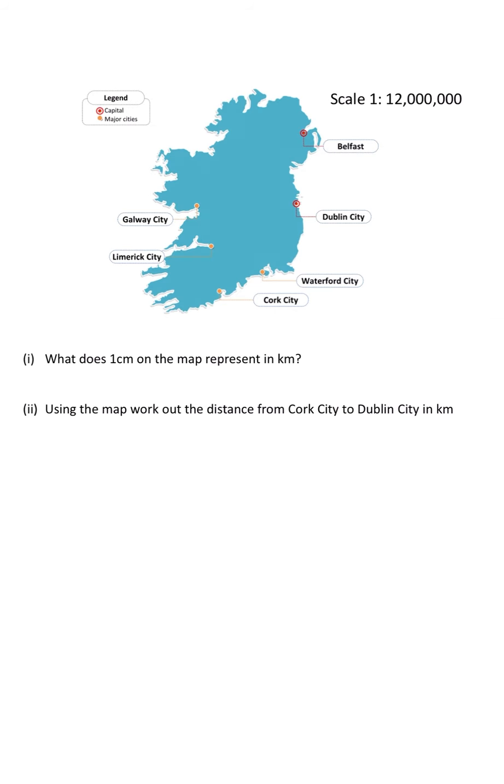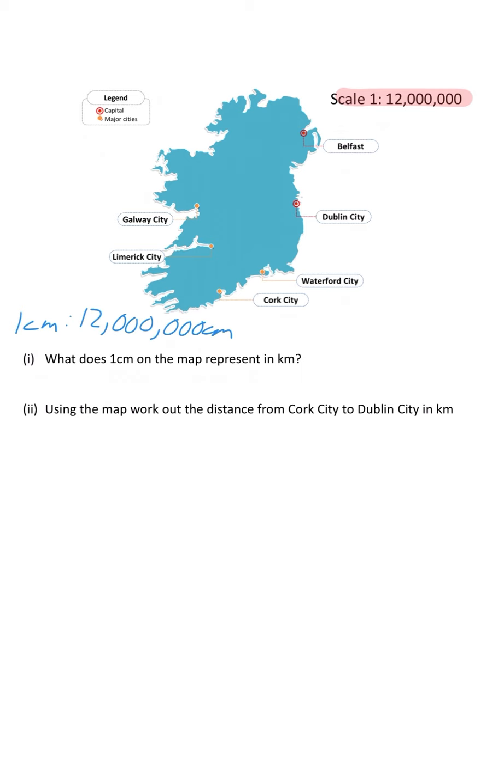Okay. The next question here, we're given a map of Ireland with all the major cities labelled. We're given a scale of 1 to 12 million. And the first question, we're asked, what does 1 centimetre on the map represent in kilometres? Okay, so we're told that 1 centimetre represents 12 million centimetres.